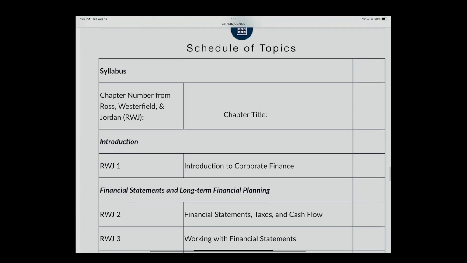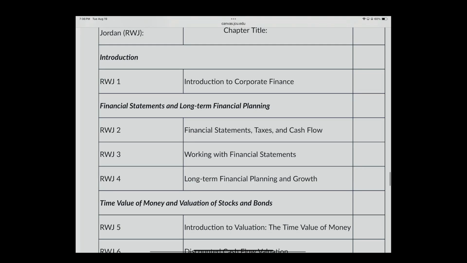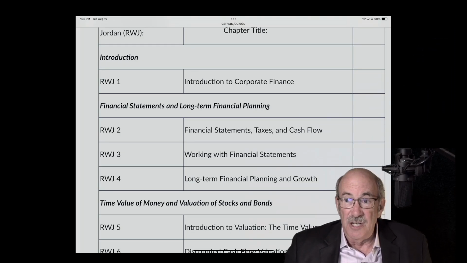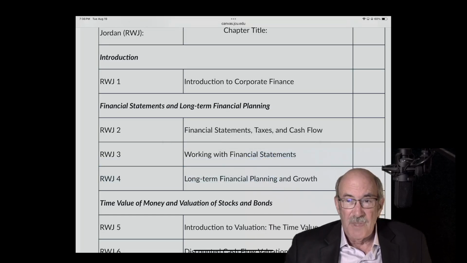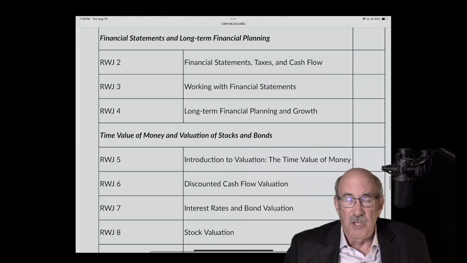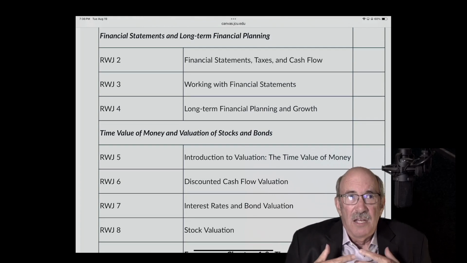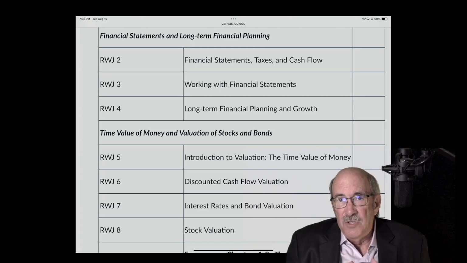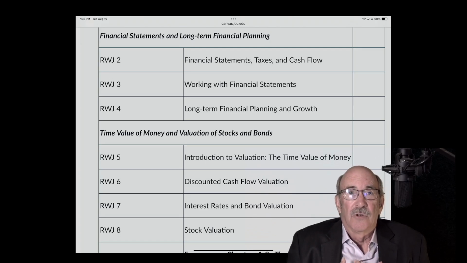Read through that. As far as the schedule of topics, we're starting with chapter 1 here, and that's just an introduction. Chapters 2, 3, and 4 get into financial statements and long-term financial planning. So there you're going to be looking at things like, what is an income statement? What is a statement of cash flows? What is a balance sheet?